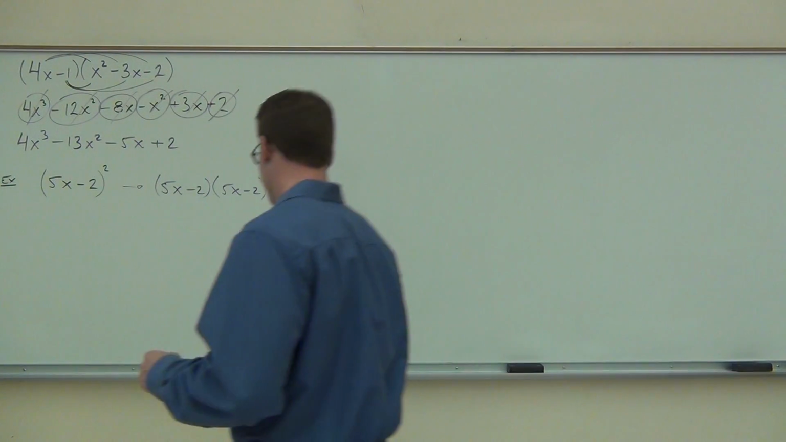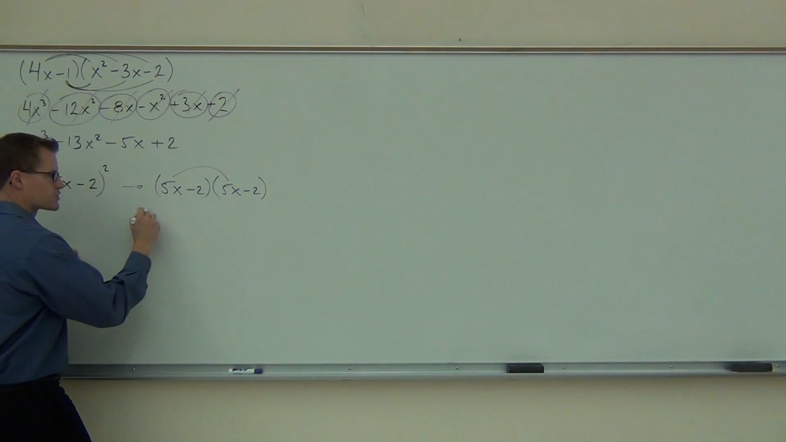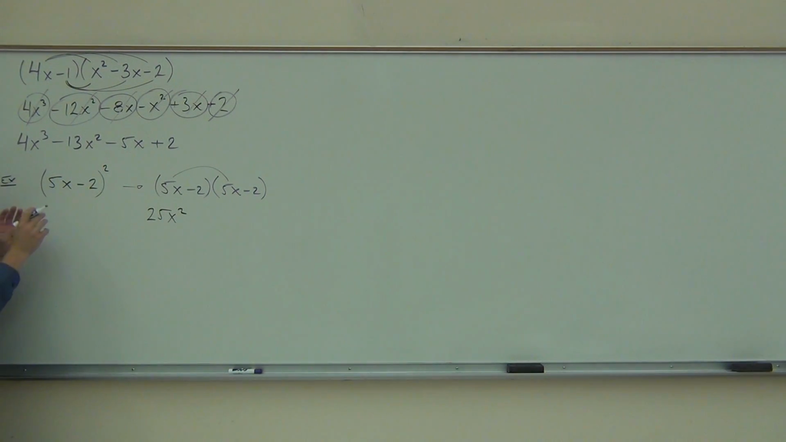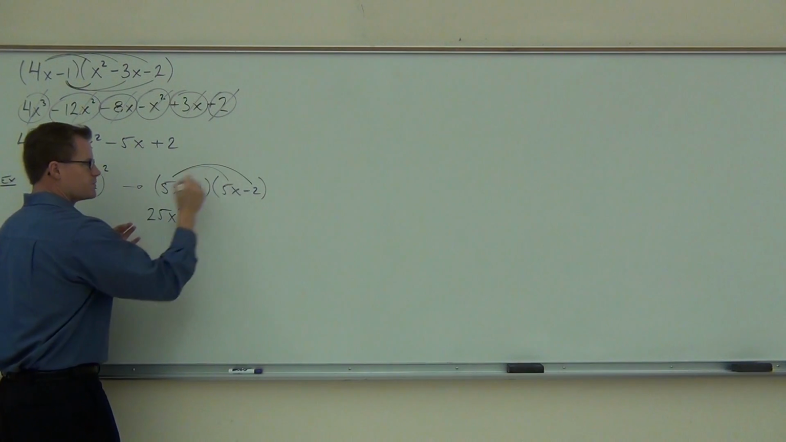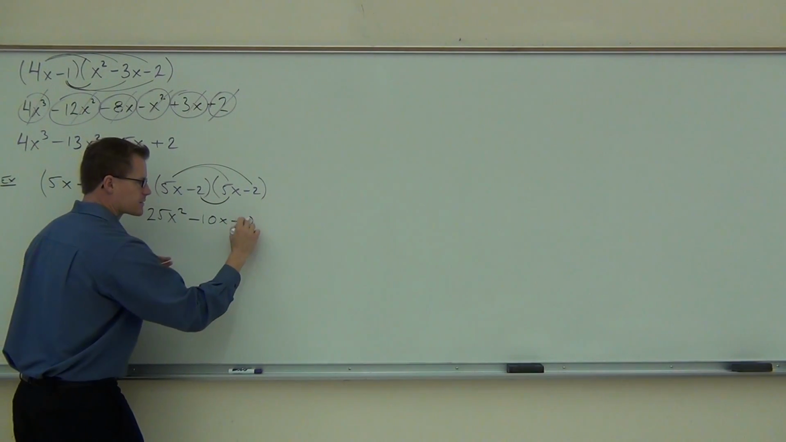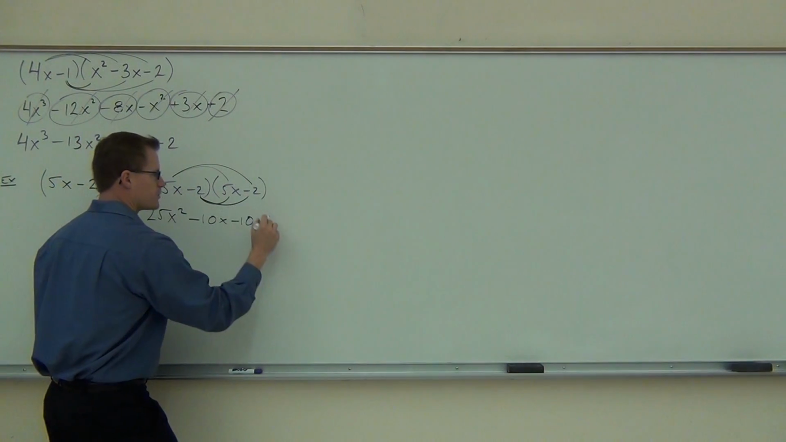Okay, so we are distributing. Here the FOIL does work just fine. We're going to get the 25x squared. That part would be the same as if you just squared this one. The important part though is right in the middle when we do this. We're going to get a minus 10x and another minus 10x. That wouldn't show up if you just squared the first term and squared the second term. That wouldn't happen. And then we will get a plus 4 at the end.